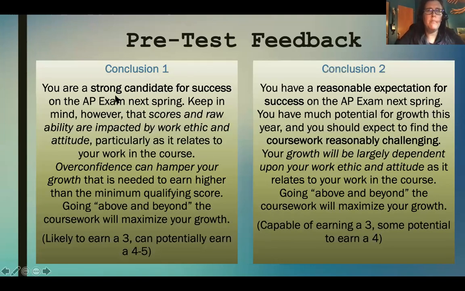So conclusion 1, I might say you're a strong candidate for success on the AP exam. But I always point out that scores and raw ability are impacted by work ethic and attitude as you go through the class. And what I don't want to happen is I don't want you to get overconfident. That can hamper the growth that is needed to earn higher than the minimum qualifying score. Anything you can do to go above and beyond is going to maximize your growth. In this case, I would say, based on the data, you're likely to earn a 3, but you can potentially earn a 4 or a 5 if you approach the course with enthusiasm, a good attitude, and a good work ethic.